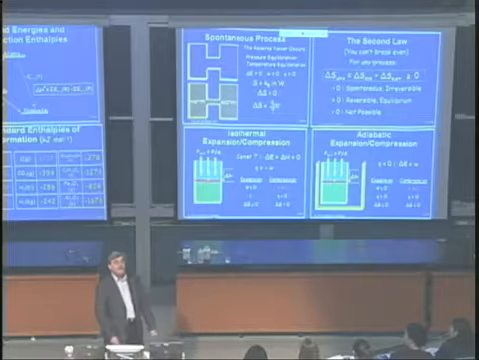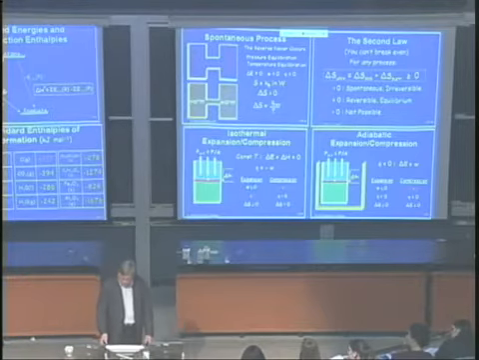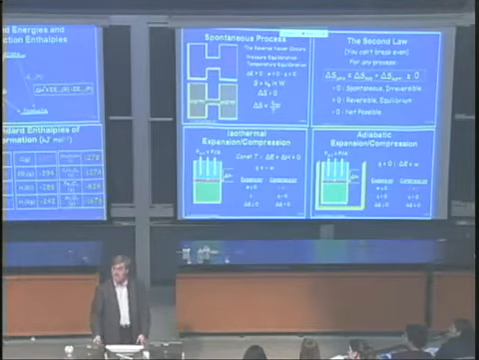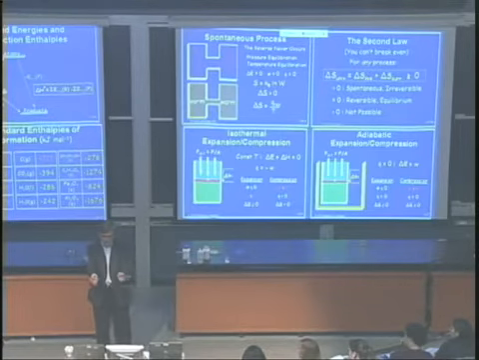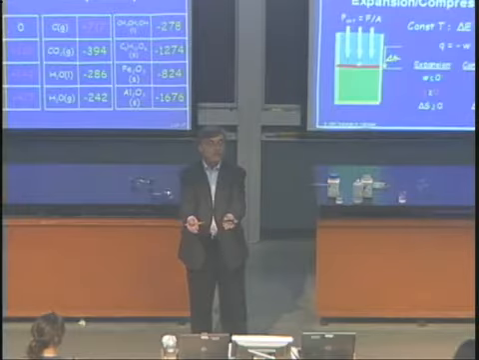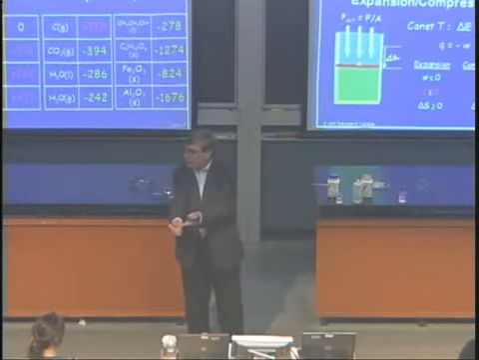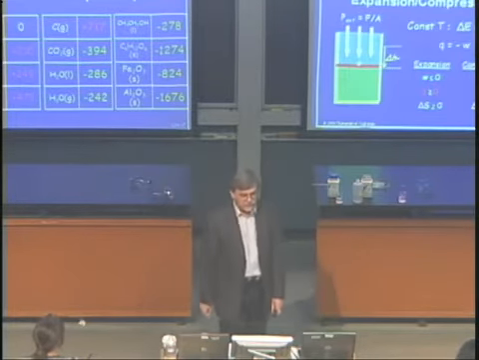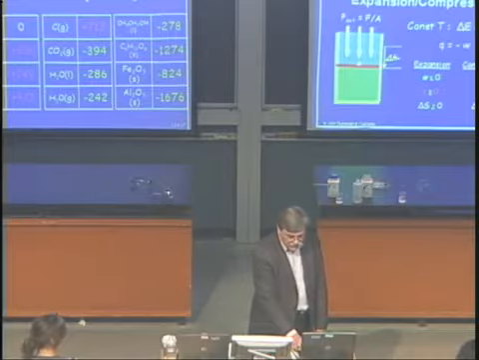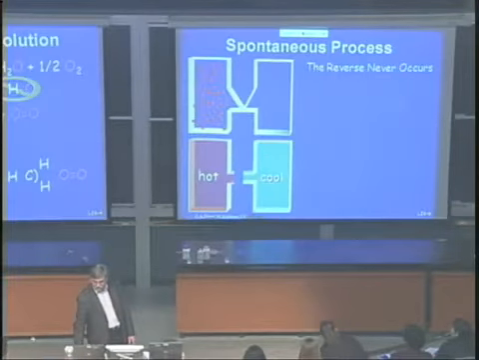Why does a ball, for example, not roll uphill? That's the same question. If you have one hot object and a cold object and you bring them together, the heat never flows from the cold to the hot object. The heat always flows from the hot to the cold object. So why is that? That's the question we're trying to answer. What makes chemical reactions occur? What makes them happen?